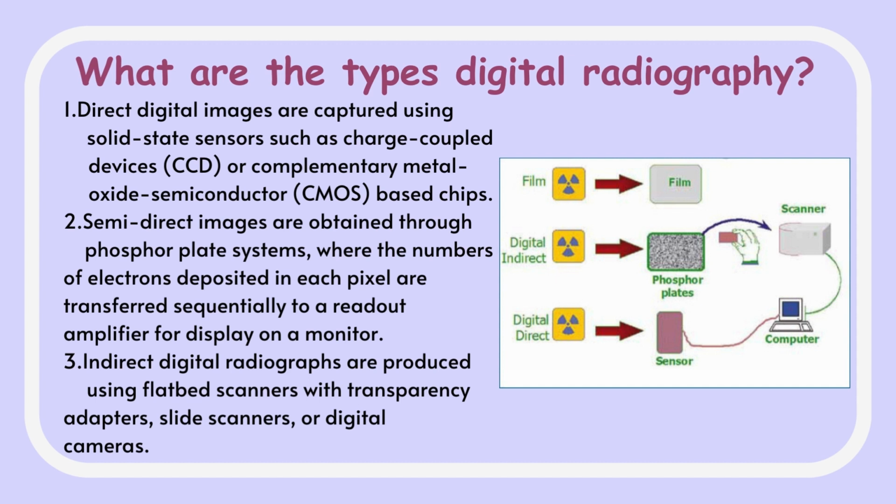The other type is semi-direct: images are obtained through a phosphor plate system where the number of electrons deposited in each pixel are transferred sequentially to a readout amplifier for display on a monitor. And the third type is indirect: digital radiographs are produced using a flatbed scanner with a transparency adapter, a slide scanner, or digital cameras.